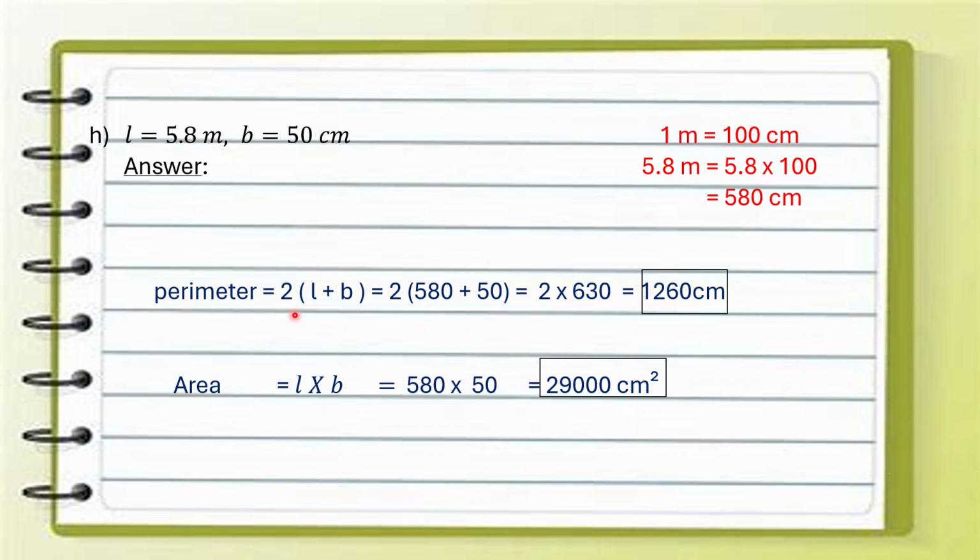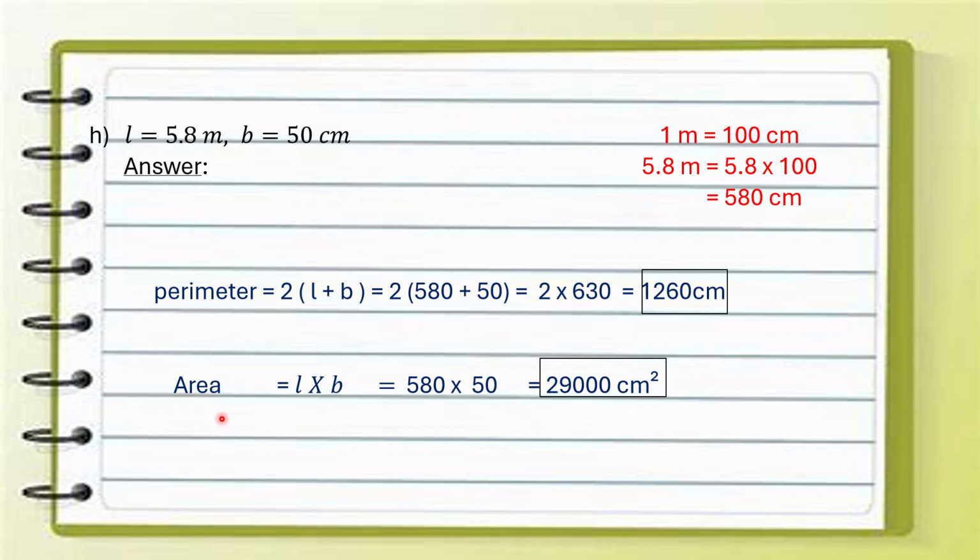Let's calculate the perimeter. So what is the formula? That is 2 of L plus B. Substitute here. So 2 of 580 plus 50. 580 plus 50 is 630. So 2 into 630 is 1260 centimeter.